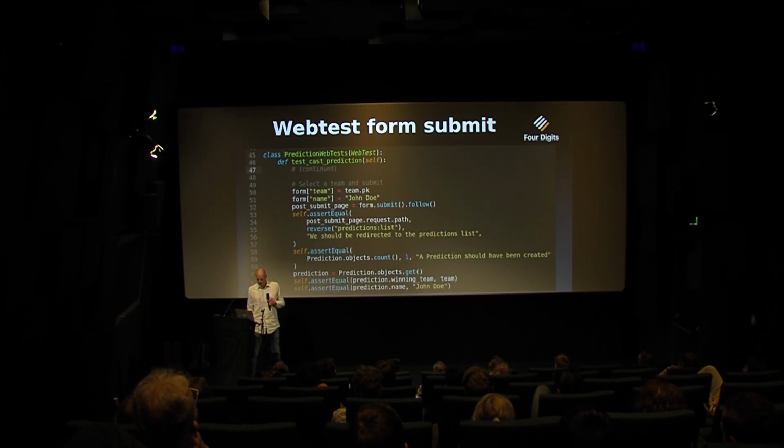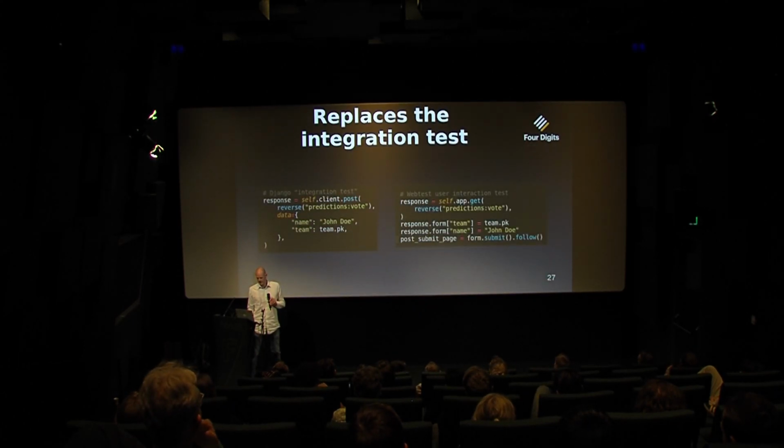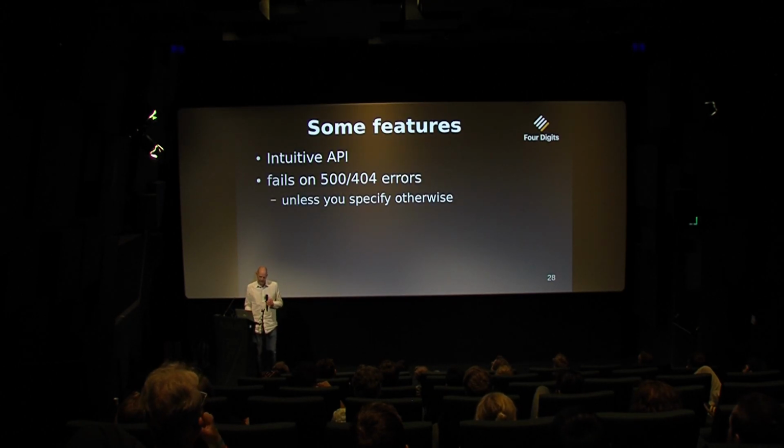It's super easy. So what we actually did here was we replaced the integration test. The test that we just had, where you had a dictionary that you filled with some random things that you hope corresponds to the form that you have, you can just replace it with django-webtest. And you know that all the fields the form has will be in there. It's a lot easier. So, some features of WebTest, or pros, in my opinion, are it has a very intuitive API. I mean, something like form.submit is very easy. It usually fails on 500 or 404 errors, unless you specify otherwise.